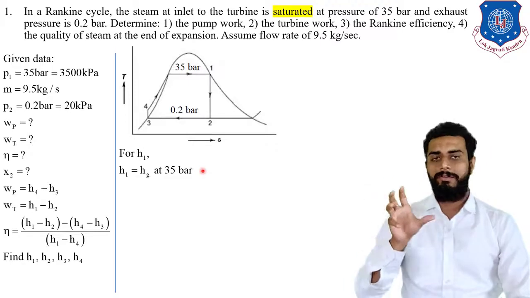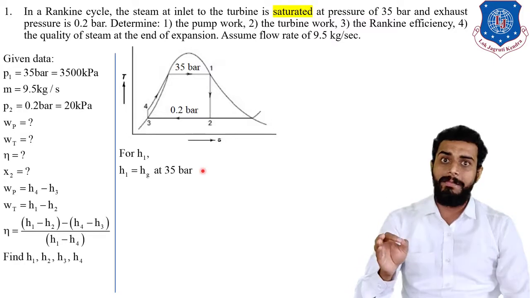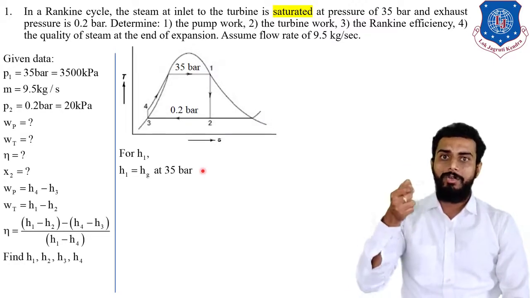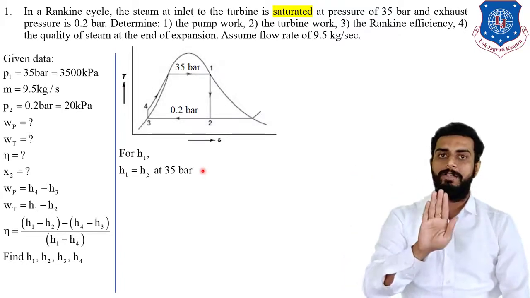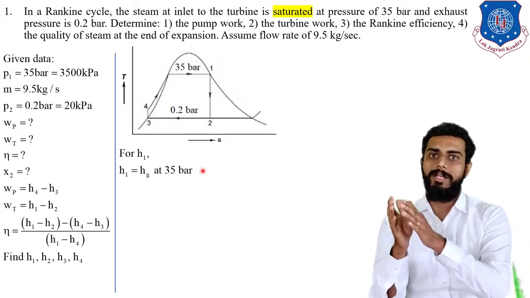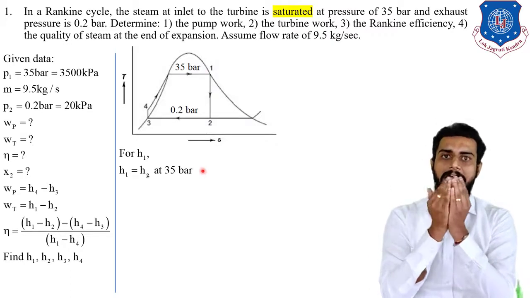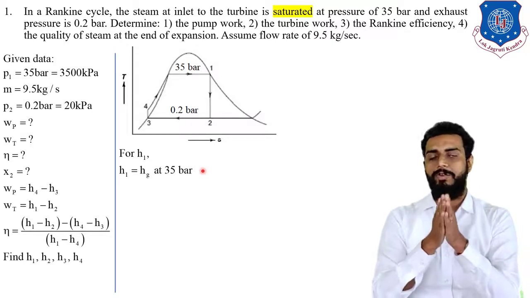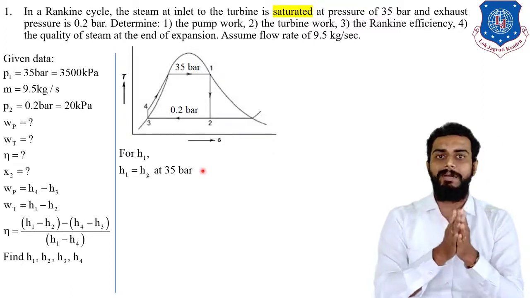Now here we will do what? You will identify the 35 bar pressure. It might be possible that the steam table you are using is not using the same unit of pressure, that is bar. It might be using the kilopascal unit. So you have to convert the unit of bar into kilopascal. The steam table which I am referring to has pressure in kilopascal. So I will convert this 35 bar into kilopascal. That will give me 3500 kilopascal.